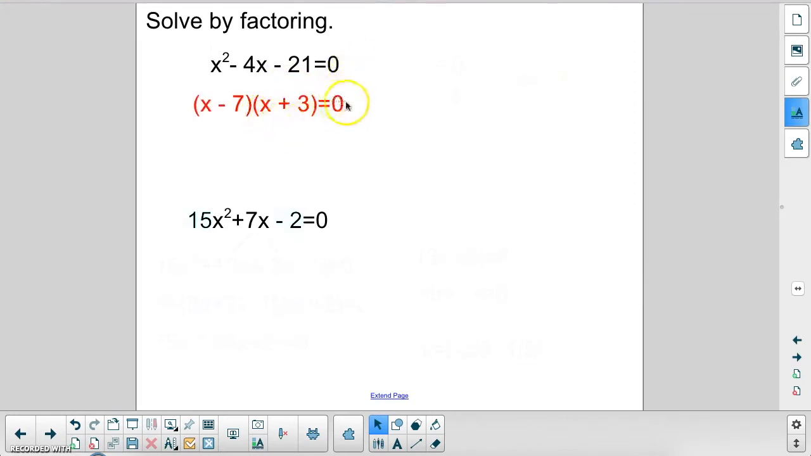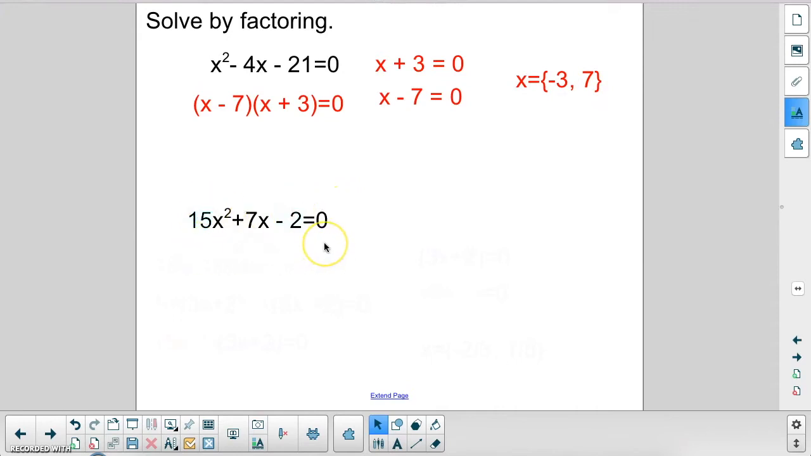In order for this to be equal to 0, one of these factors has to be equal to 0. So I set each of those factors equal to 0 and solve each of those for their x value. Subtract 3 and you get x equals negative 3. So add 7 to both sides and you get x equals 7. So our solution set for this one is negative 3, 7.